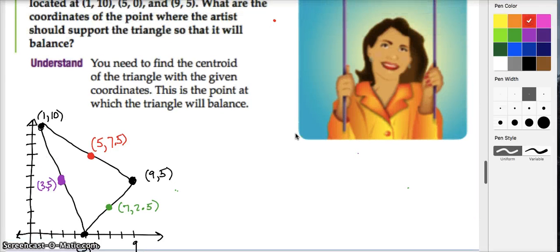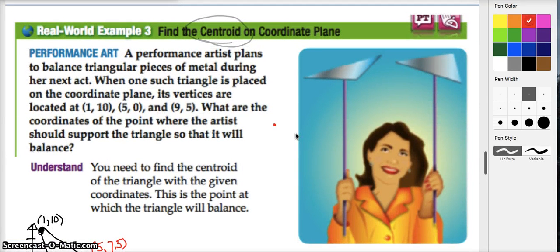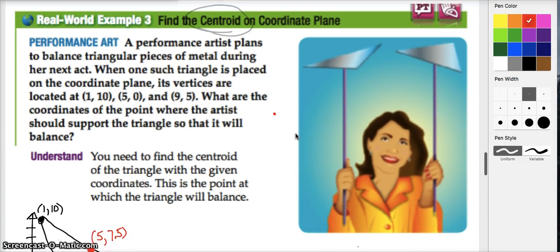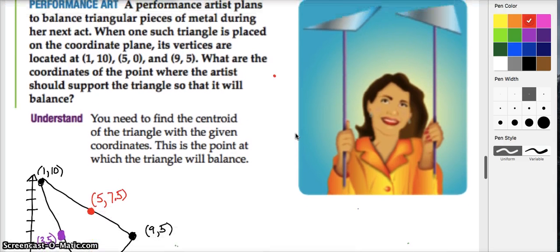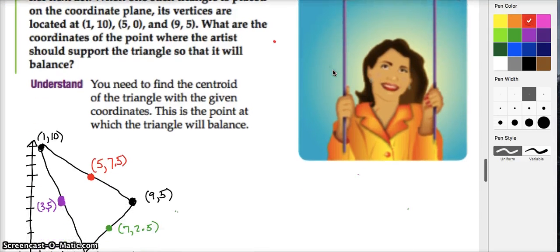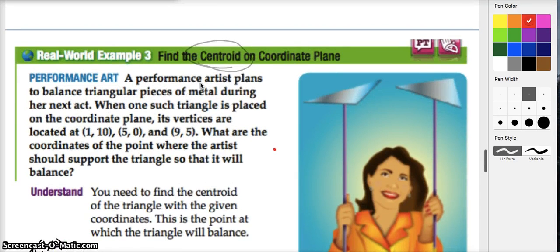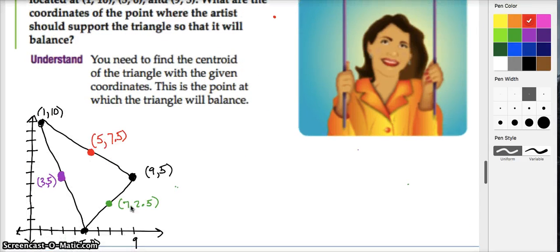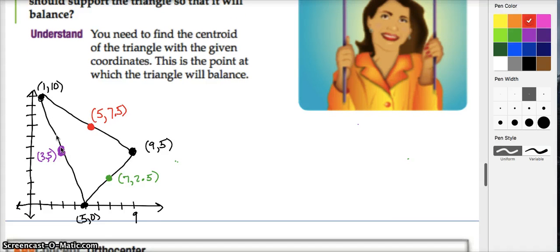Okay, guys, so you remember this is the problem we were working on in the first part of section 5.2. We're looking for the centroid. This lady wants to balance some metal triangles on a stick, and she's looking for the centroid. If we took one of her triangles and threw it on a coordinate plane, it's going to lie like this with these black points.